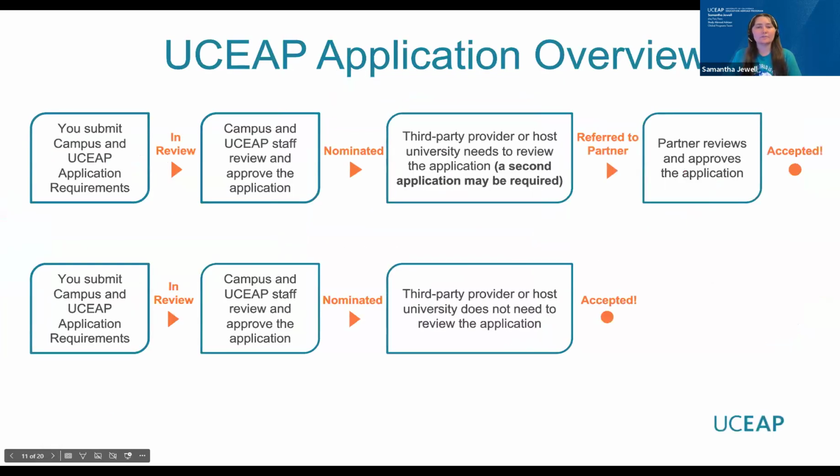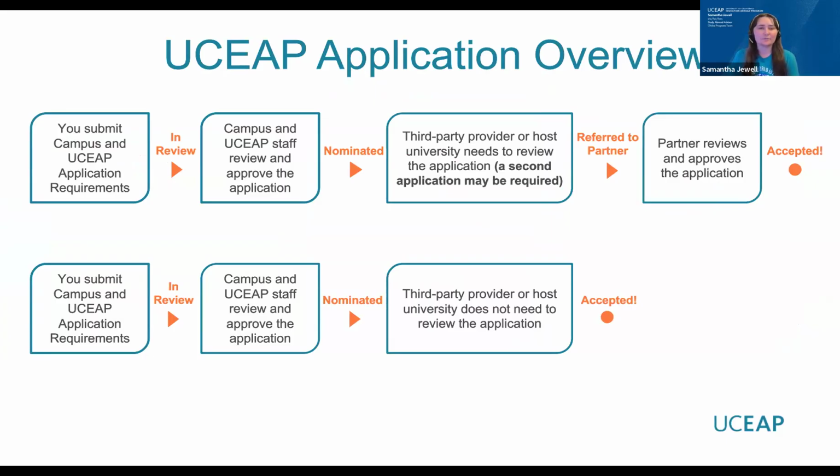So this is an overview of how your application moves through the UCEAP system. Once you submit your application, you'll be in review. At that point, your UC campus and UCEAP staff will review and approve your application. After you've been approved by both your campus and UCEAP, you will be nominated. Depending on the program, your application will then need to be reviewed by a third-party provider or a host university of your program. A second application might be required during this step.